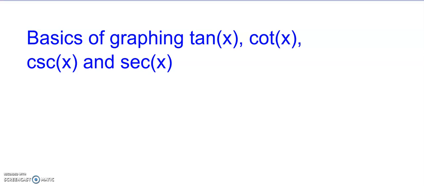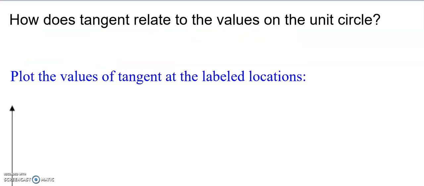Okay, so in this we're going to focus on the very, very basics of graphing tangent, cotangent, cosecant, and secant. We are not trying to become experts in these by any means. That is not the point of this class. In order to understand, we're going to focus on tangent because that's what we have here. How does tangent relate to the values on the unit circle?